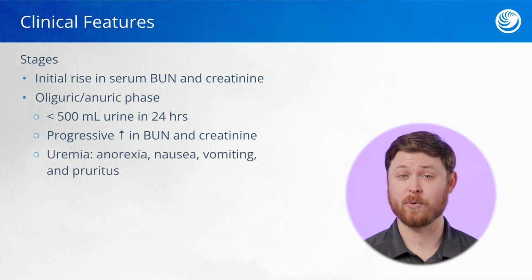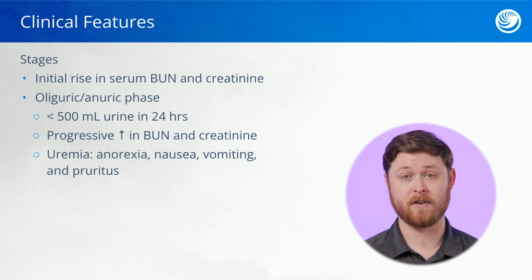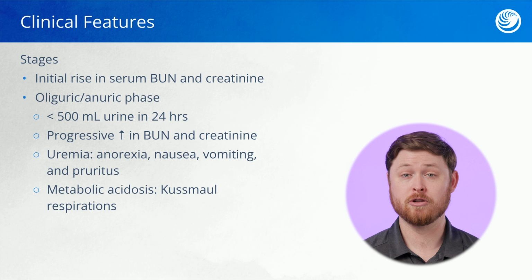This results in uremia, which can cause symptoms of anorexia, nausea, vomiting, and pruritus. Metabolic acidosis can occur due to the kidney's inability to filter waste products and eliminate excess hydrogen ions. This buildup of hydrogen ions will essentially decrease our serum bicarbonate levels, or HCO3.